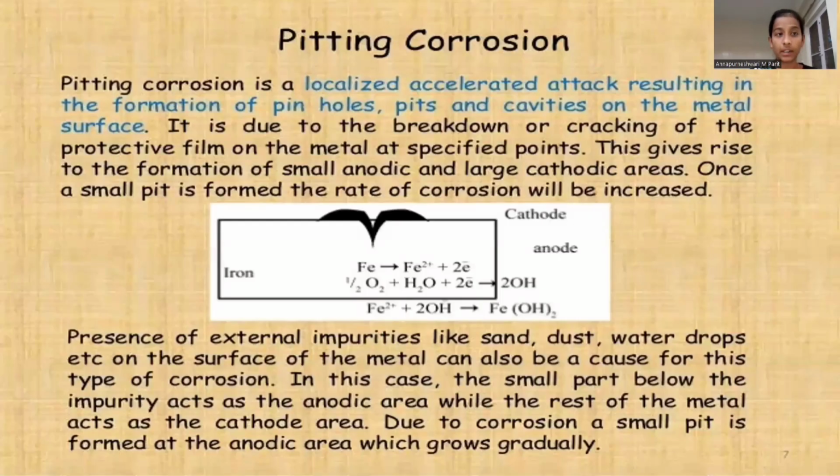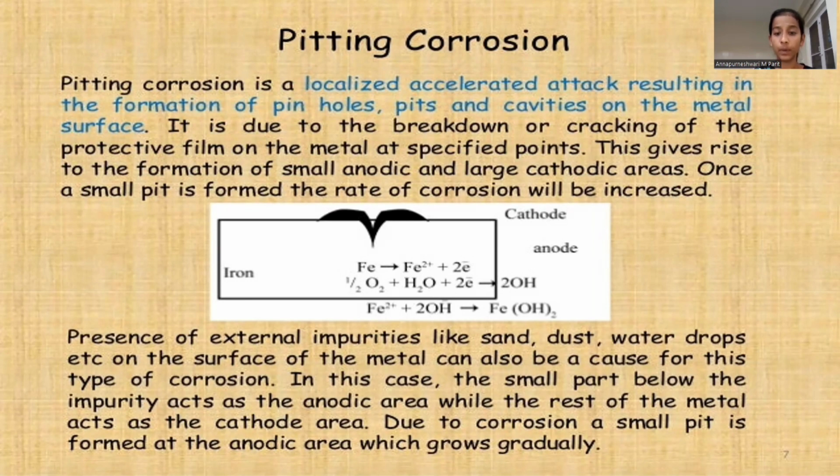What is pitting corrosion? Pitting corrosion is a localized accelerated attack resulting in the formation of pinholes, pits and cavities on the metal surface. It is due to the breakdown or cracking of a protective film on the metal at specified points. This gives rise to the formation of a small anodic and a large cathodic area. Once a small pit is formed, the rate of corrosion increases.